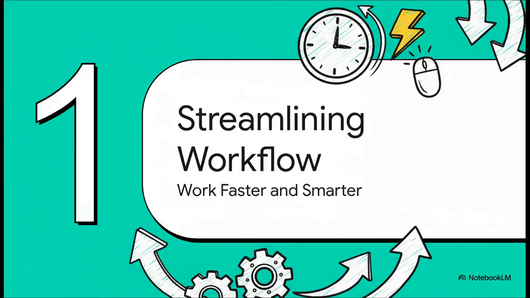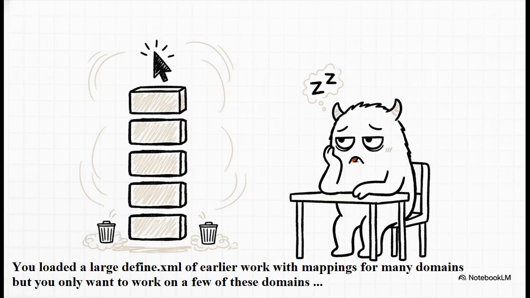First up, let's talk about getting things done faster. These are the kinds of features that give you those immediate wins, saving you time and a whole lot of clicks every single day. We've all been there. You load a huge define.xml file, but you only need to work on like 2 or 3 domains. So what do you do? You start that super tedious process. Right-click, delete, confirm, and then you do it again and again. It's slow, it's repetitive, and honestly, it's just a total waste of your time.